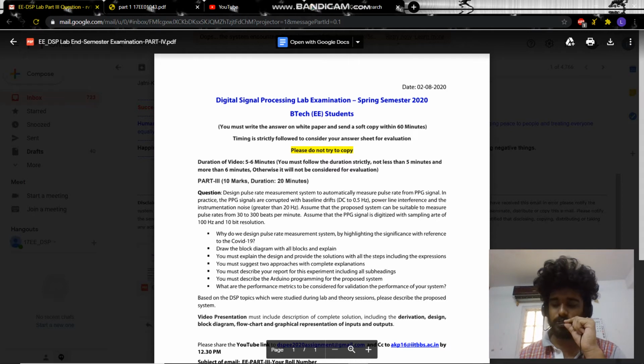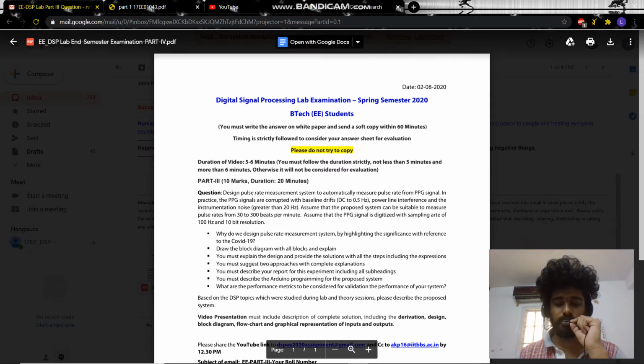Firstly, before getting into the experiment, let's know what a PPG signal is. A PPG signal is also known as a photoplethysmogram. It can be used to detect blood volume changes in the microvascular bed of the tissue. So this is what a PPG signal is.